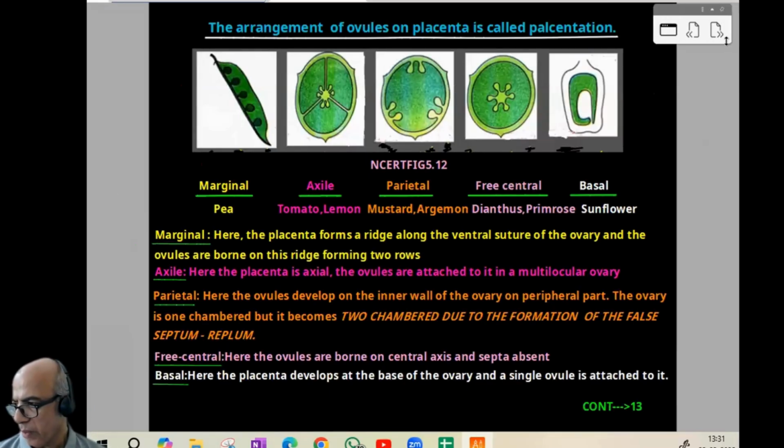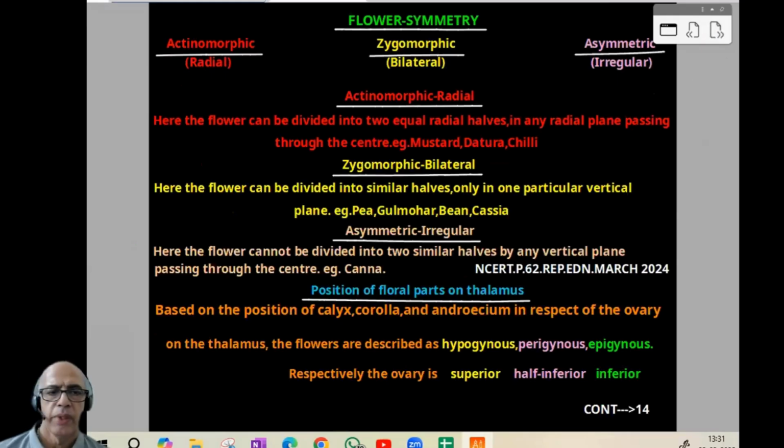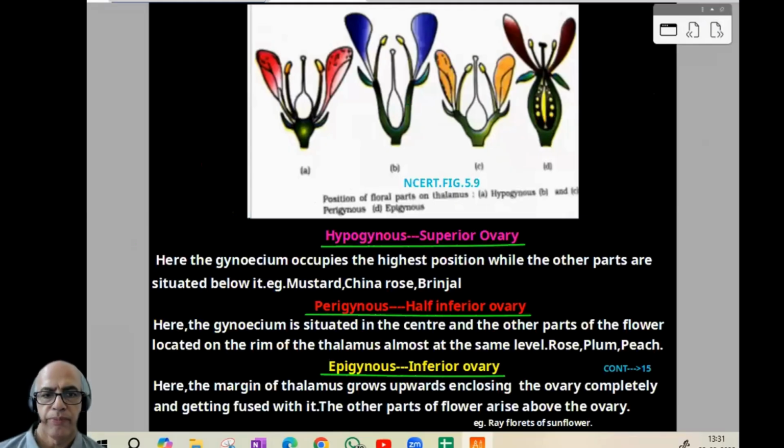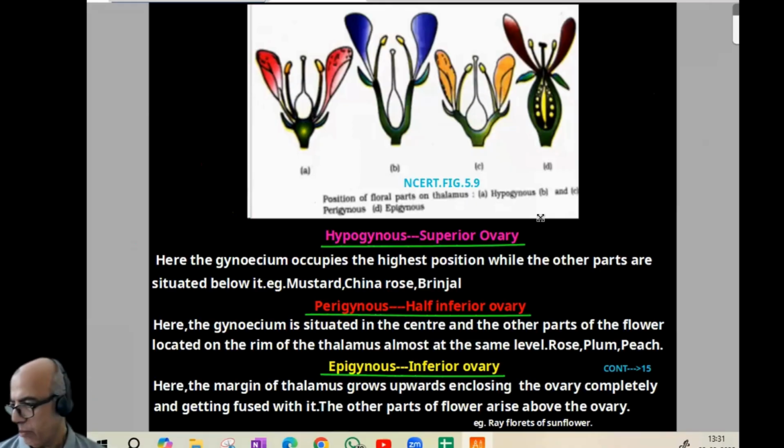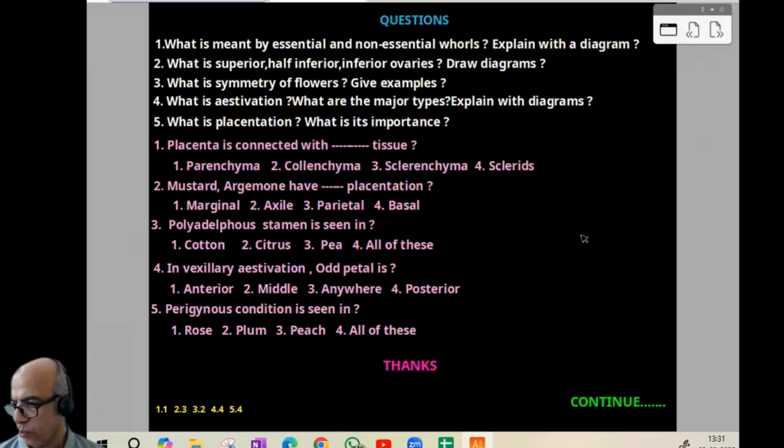Then in each case, what are the characters? Then we entered into flower symmetry, an all-important area: actinomorphic, zygomorphic, and asymmetric; radial, bilateral, and irregular; their features with examples. Then position of floral parts on thalamus, that is hypogynous, perigynous, epigynous, with superior ovary, half inferior ovary, inferior ovary. Then we entered into five theory questions and five NEET model questions with the key.